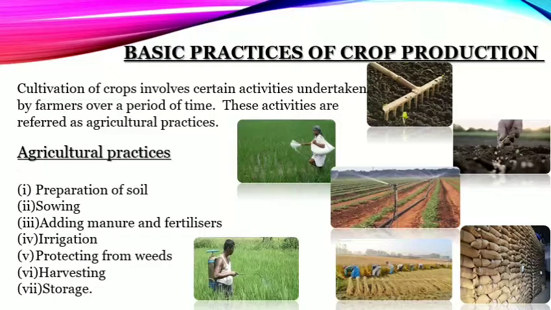Now we all can say the agricultural activities together again. Preparation of soil, sowing, adding manure and fertilizers, irrigation, protecting from weeds, harvesting, and storage. Say the third process in the agricultural practice. Yes, adding manure and fertilizers. Good, very good. What is the sixth process in the agricultural practice? Harvesting. Yes, the sixth step is harvesting. What is the first step in the agricultural practice? The first step is the preparation of soil.